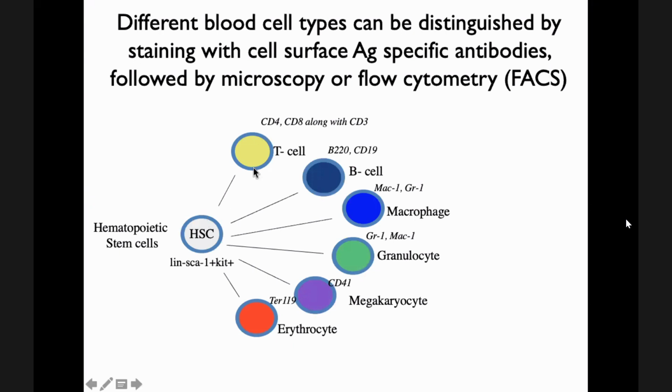This slide highlights that these are the markers you can make use of for identifying whether you have T cells, B cells, macrophages, granulocytes, megakaryocytes, or erythrocytes. This is again for your knowledge.